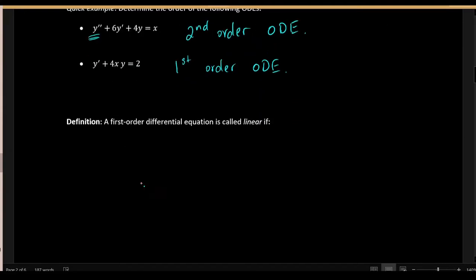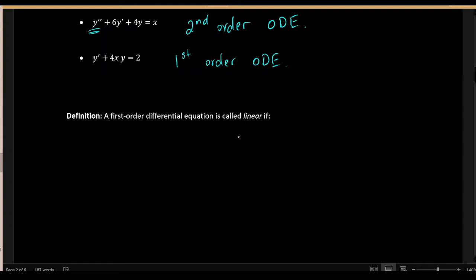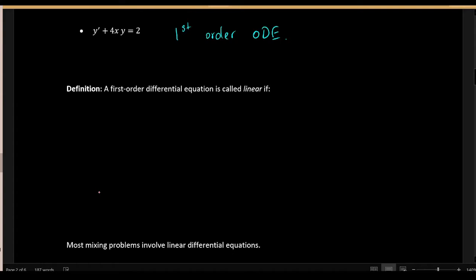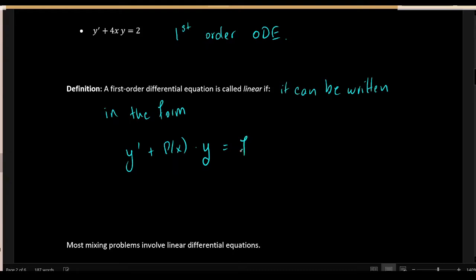Now if you have a first order differential equation, then that can be called linear under the following circumstances. A first order differential equation is called linear if it can be written in the form y prime plus some function of x times y equals some function of x.